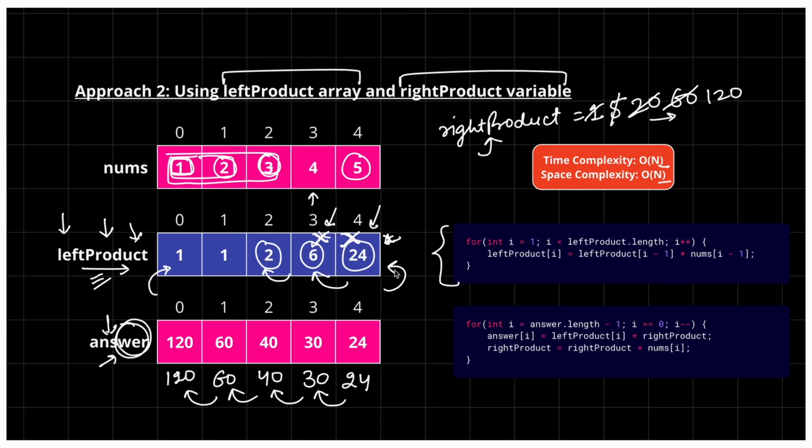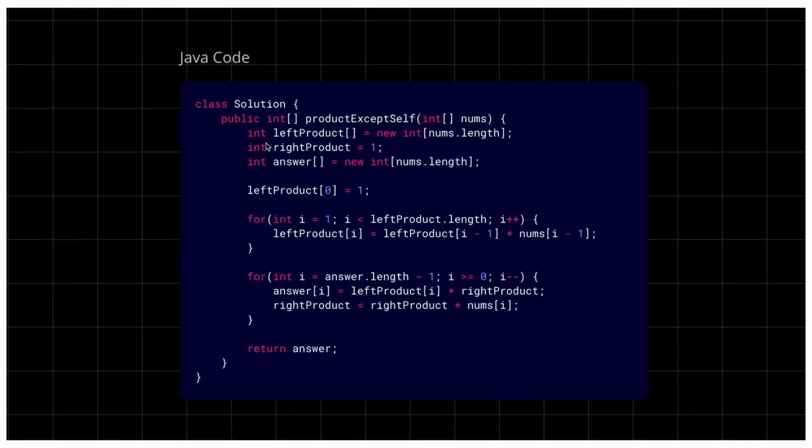So let's try to look at that particular approach also. If you want to see the code for this problem, let me show it to you. You can see that this time I'm taking a left product array, and this is the right product, which is set to 1 now. The only difference is that this time I will start filling this answer array from right to left.